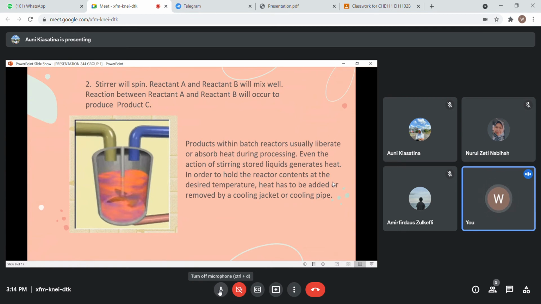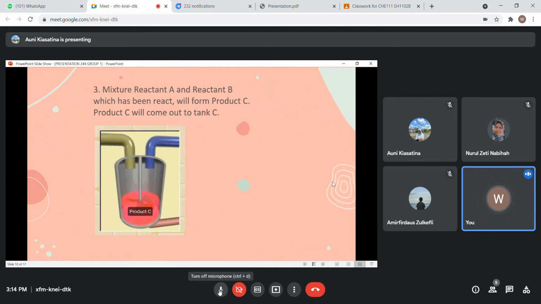Products in a batch reactor usually liberate or absorb heat during processing. Even the action of stirring the stored liquid generates heat. In order to hold the reactor content at the desired temperature, heat has to be added or removed by a cooling jacket or cooling pipe. The mixture of reactant A and reactant B, which has reacted, will form product C. Product C will come out to tank C.